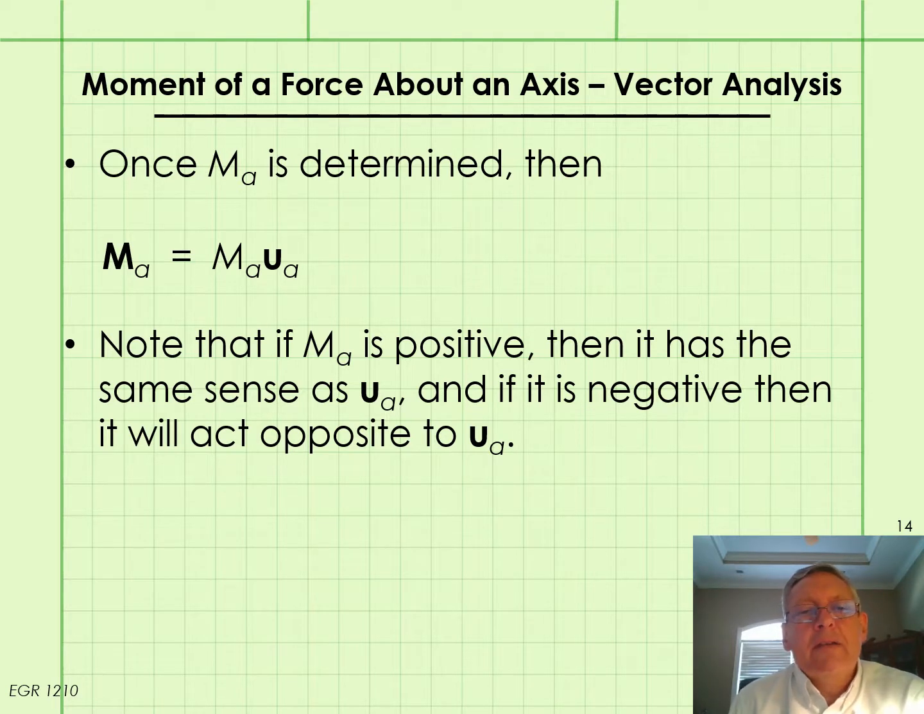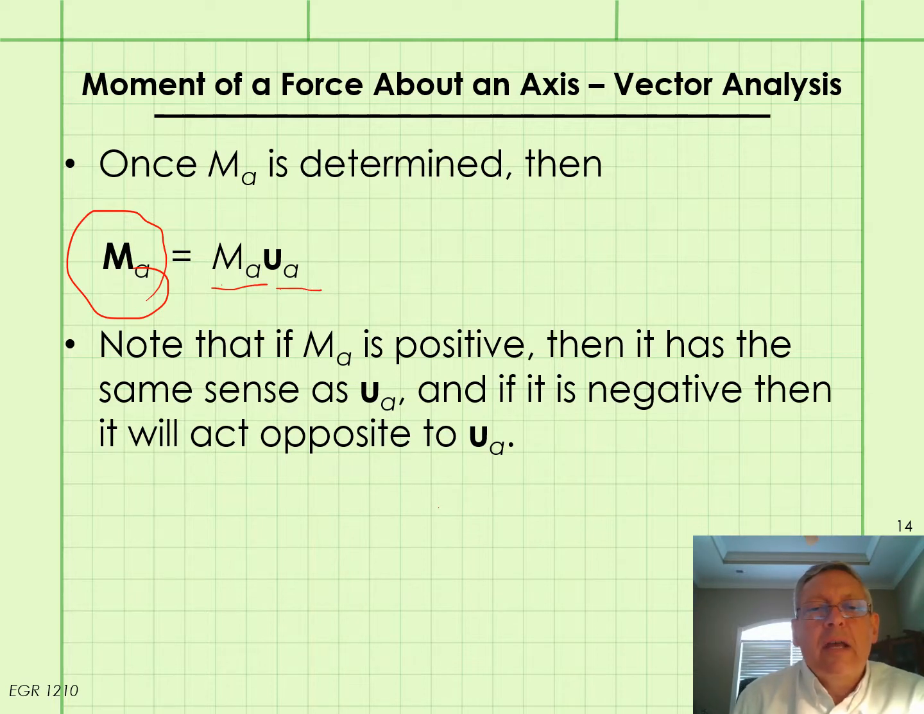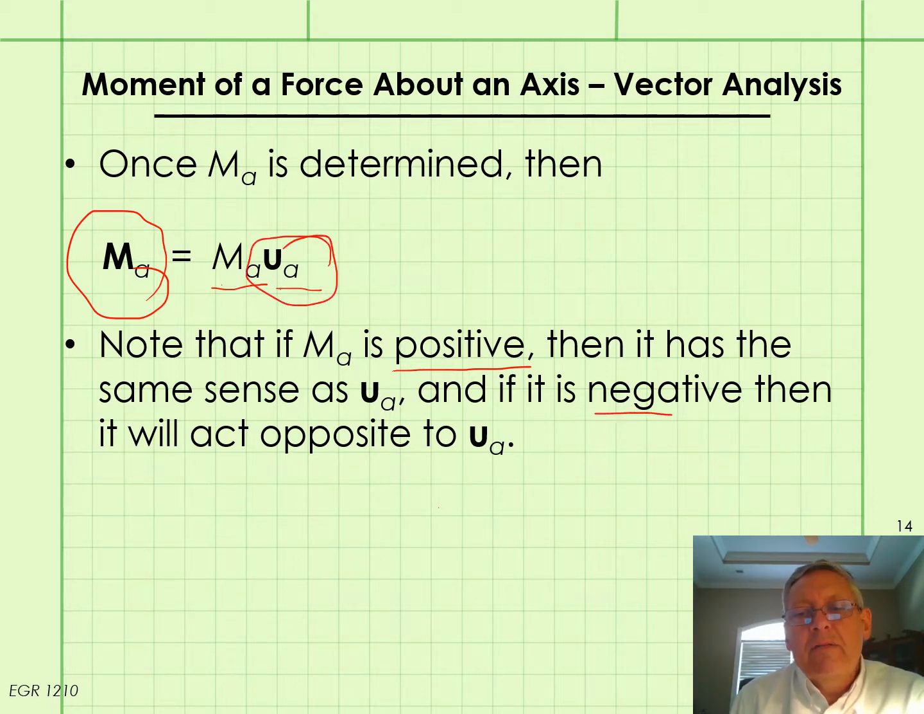Once you've determined the magnitude of the moment about the specific axis, you can then write the moment about the axis in vector form, since you have the magnitude and you have a unit vector in the direction of the axis. Now remember, when calculating M sub a, it's going to turn out to be a number, it's a scalar, and it could be positive, which means that the moment has the same sense as u sub a, and it also could be negative, which means that that moment is acting opposite to u sub a.